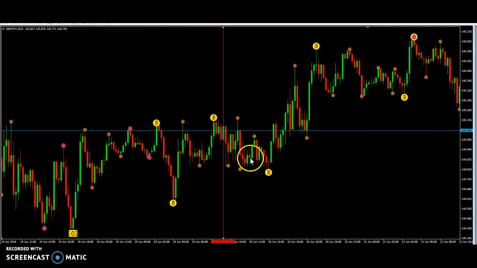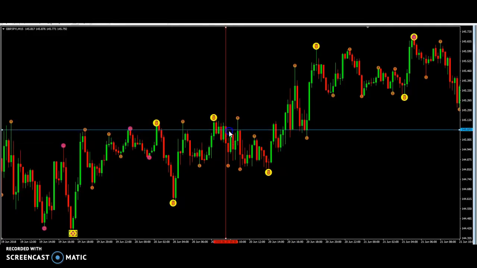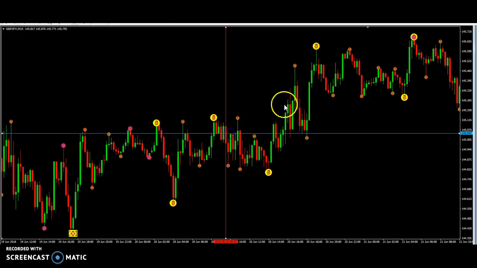Let me zoom in and show you. So we would take our trade over here in this candle somewhere, before it closes. We want to make sure this candle closes red. So we'll take our trade somewhere in this candle before it closes. And then like I said, we're going to set our 20 pip take profit.